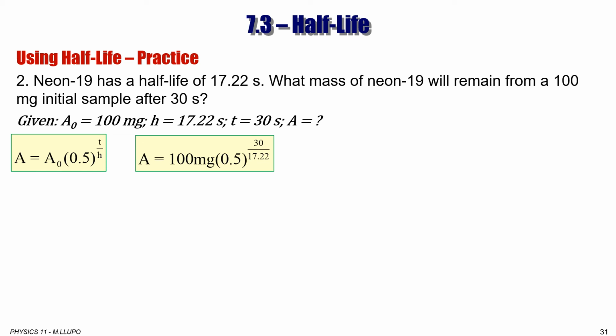100 milligrams times 0.5 to the power of 30 divided by 17.22. Then you can plug those numbers into the calculator, and you can find that the sample that is left is 29.89 milligrams, or 29.9, or you can even round it to 30.